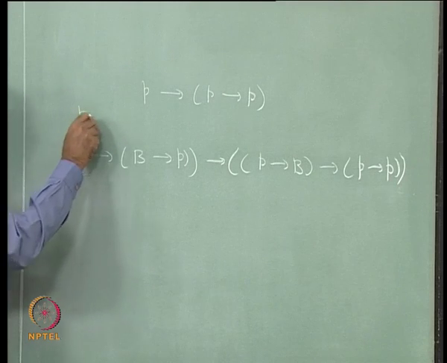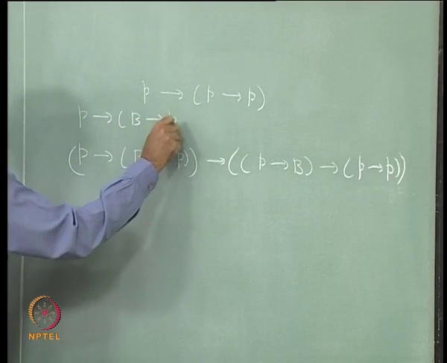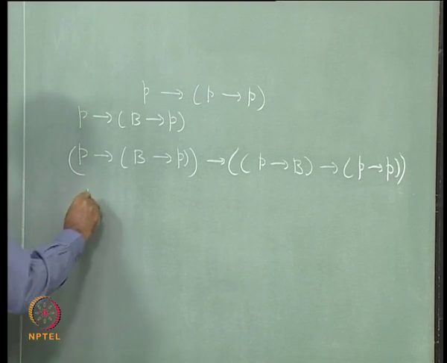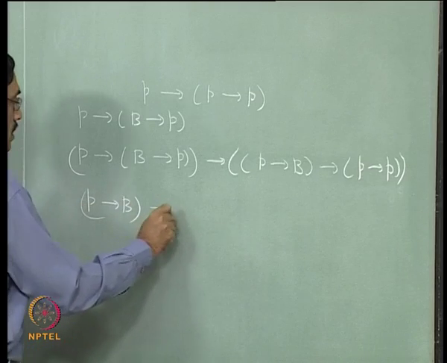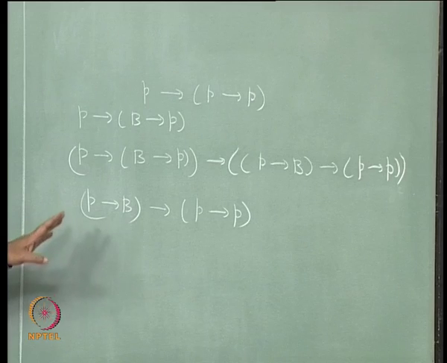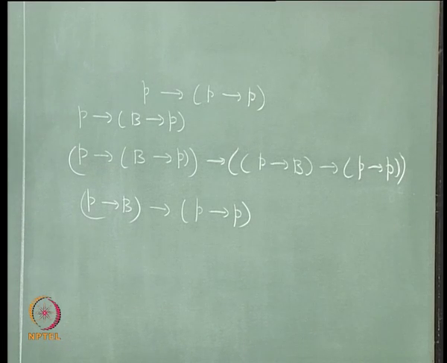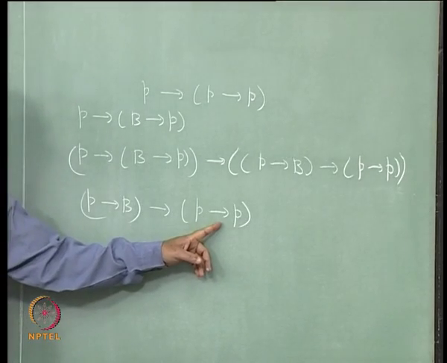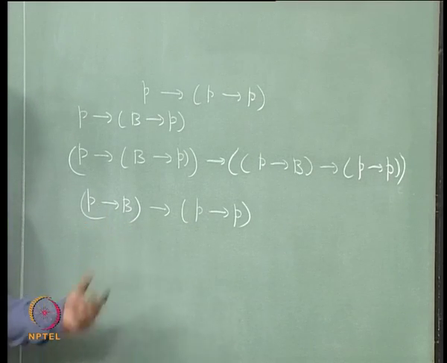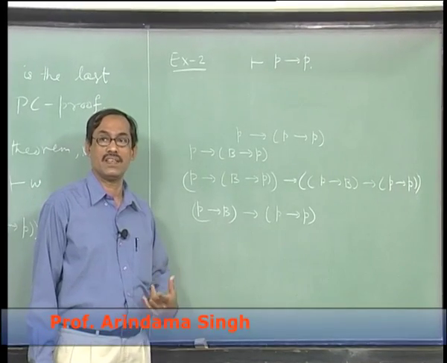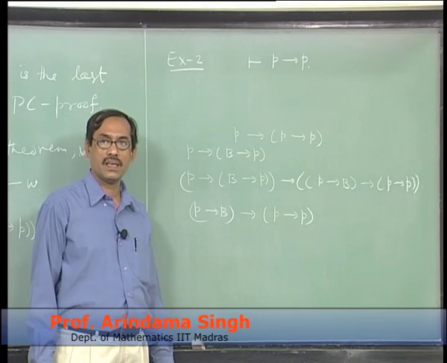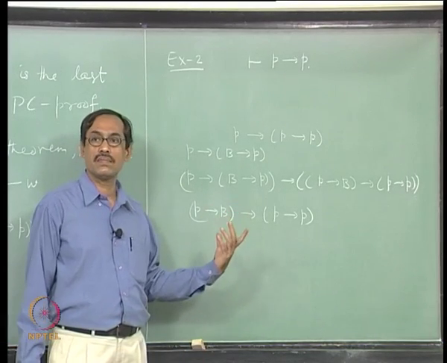So, now the scheme is I start with this as A1, this as A2. Then I get (P implies B) implies (P implies P), by modus ponens. Some improvement is there. Now, I want only P implies P. So, I have to eliminate this P implies B. Well, B is free, B has not been substituted by anything.